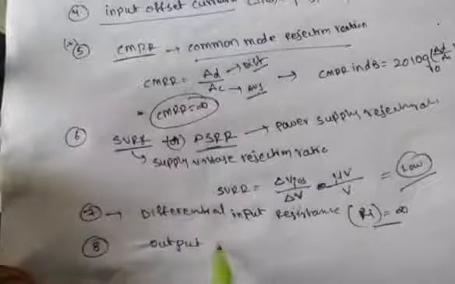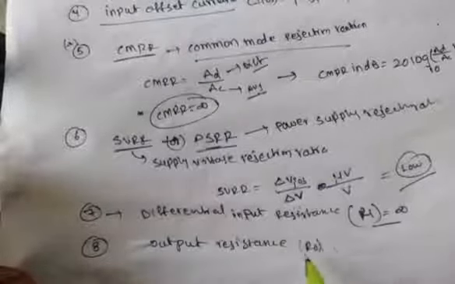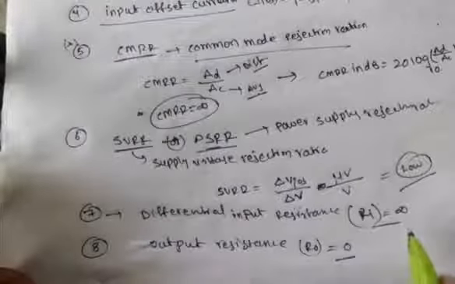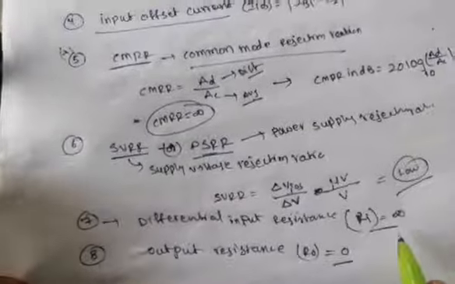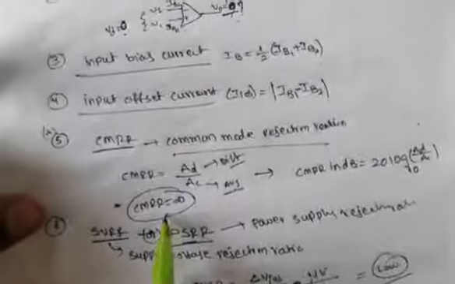Output resistance will be R0. Output side resistance should be 0. Input side resistance should be infinity. SVRR will be low. CMRR should be infinity.